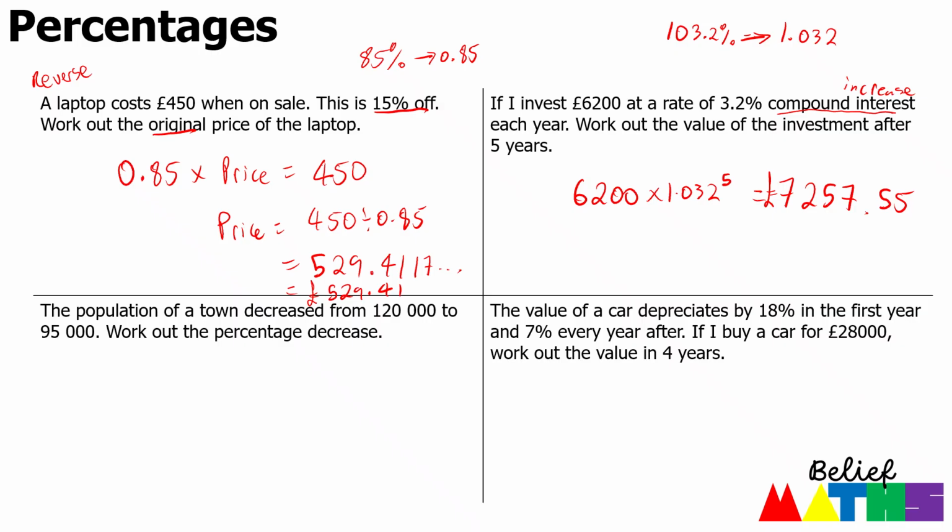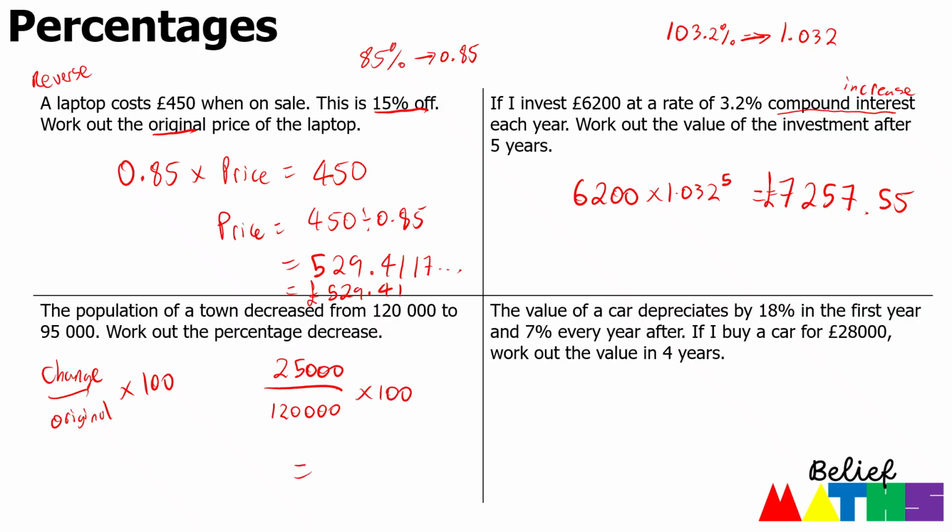Next one, population of a town decreased from 120,000 to 95,000. Work out the percentage decrease. Remember, percentage change is change over original times 100. So the change here is 25,000. That's how much we've decreased by, over the original, which is 120,000. And then to make it into a percentage, times it by 100.